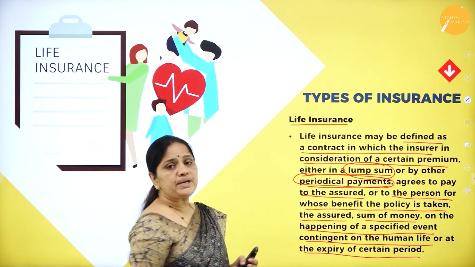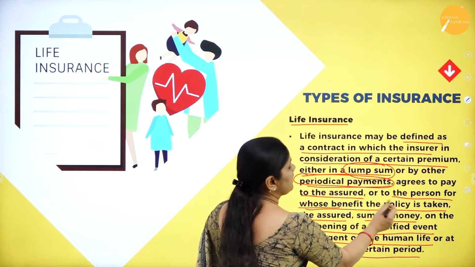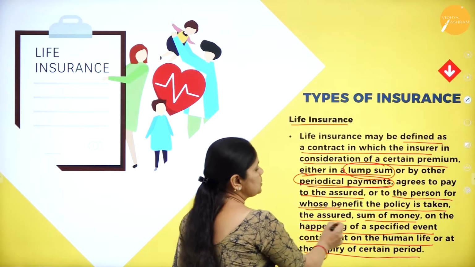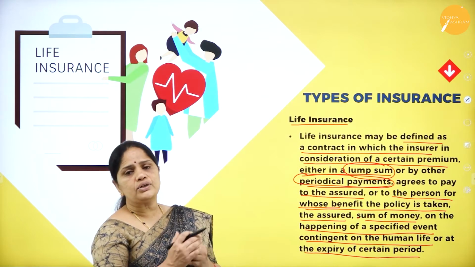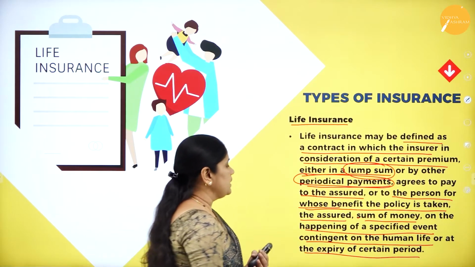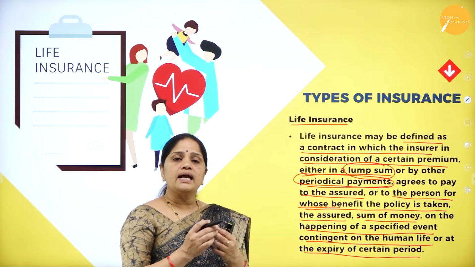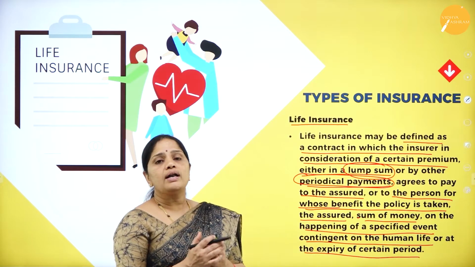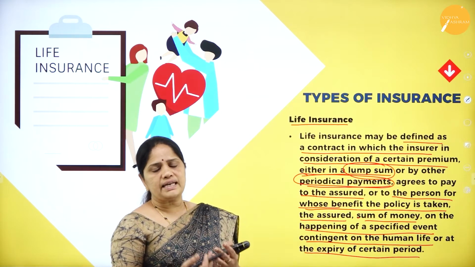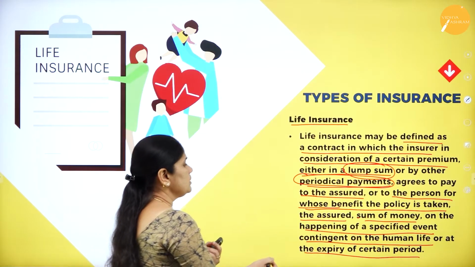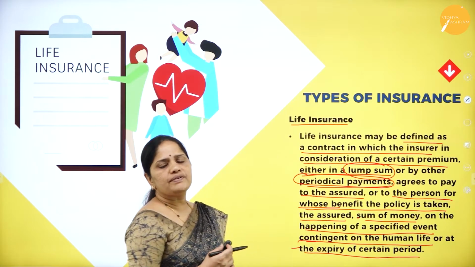So the insurance company has agreed to pay to the assured, the person for whose benefit the policy is taken, a sum of money on the happening of a specified event. In case of life insurance, it may be the happening of death, or the happening of an accident, which is contingent on human life, or the expiry of a certain period.